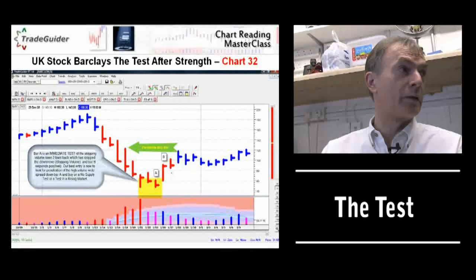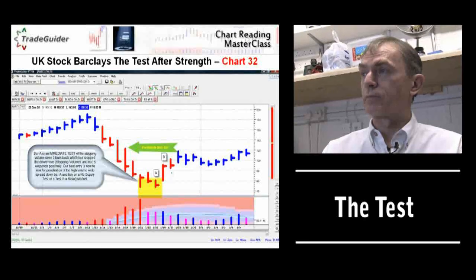Alan just says, to be within the body of the previous bar, the test cannot go above the close of the previous bar. That would be the perfect test. Like here, you see this bar here? Okay, there's your stopping volume.